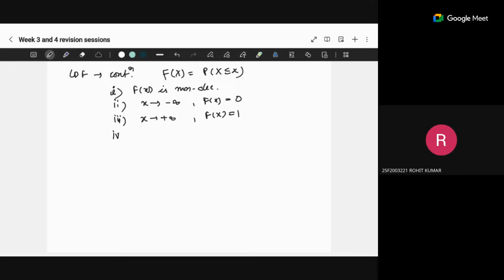Graphically, for a continuous CDF, we see there are no jumps, correct? And if there are no jumps, then the probability at a particular point will be equal to 0. So these are some of the properties for the CDF of a continuous random variable. Got the point? Yes, ma'am.